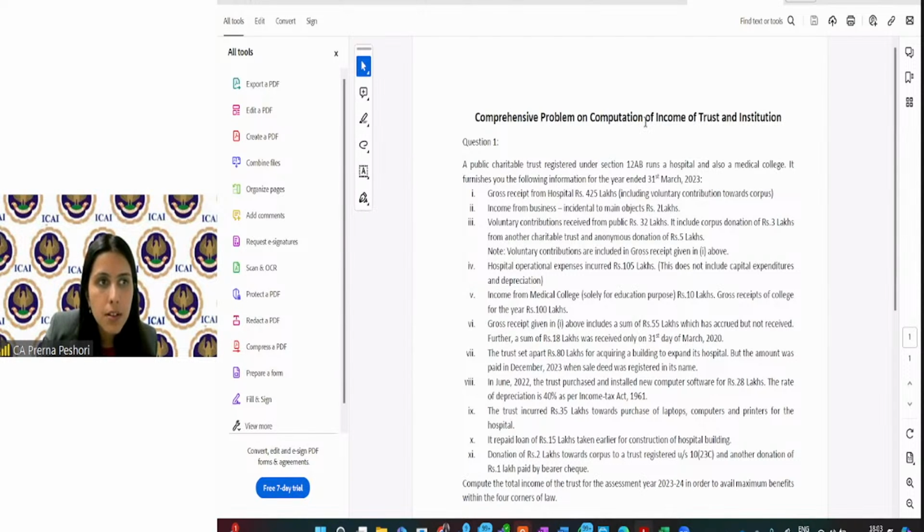What will happen to this? Income from business which is incidental to the main object, 2 lakh rupees. Students, faster. I had expected you to solve this question. Included because they are not maintaining separate books of accounts, Mansha. No, that is not the reason, Mansha.